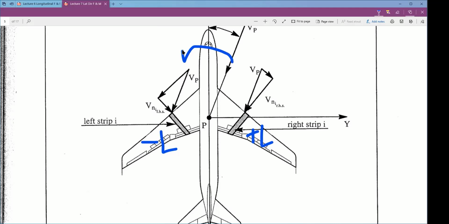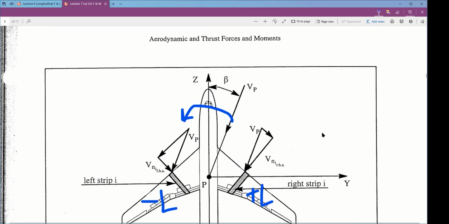By the way, why are we saying this is negative? This is the x-axis. Right, thumb out the front of the airplane, right wing down is positive roll, so this is negative roll that we're getting.